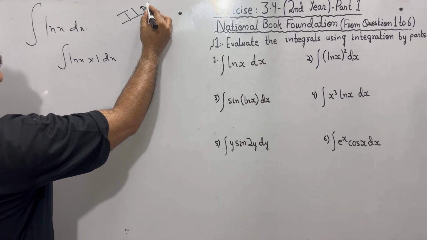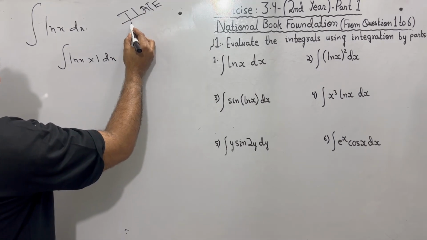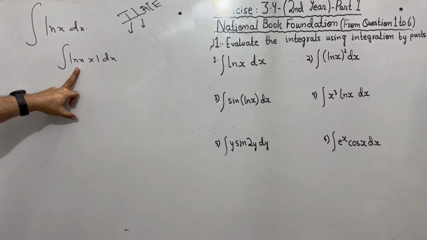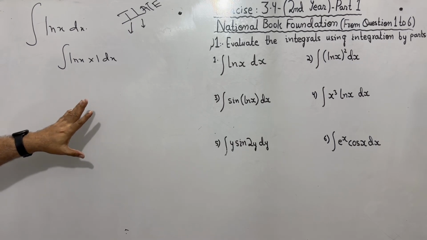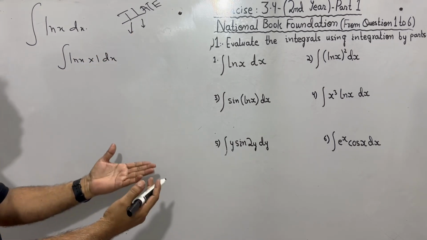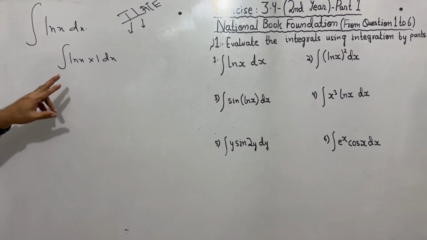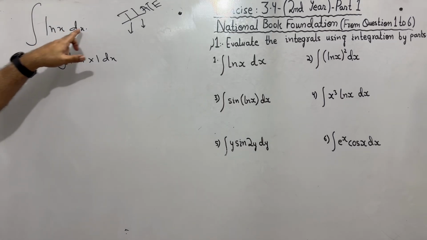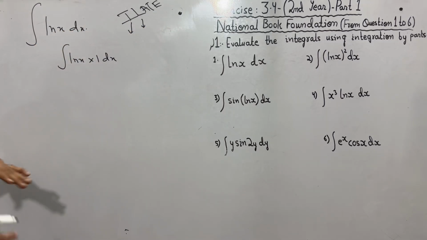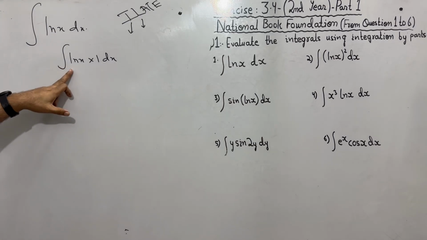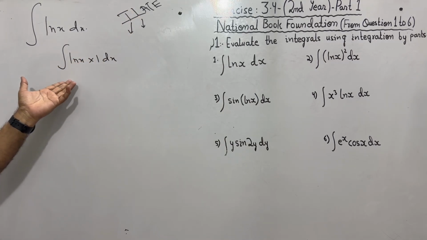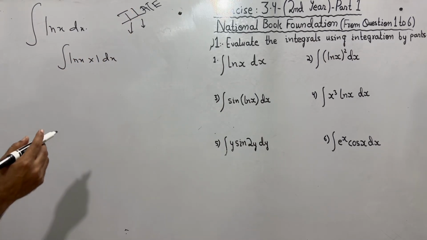There is no inverse function. The second one is logarithmic. So ln x is our first function and 1 is our second function according to this. But what I have told you: take the first one whose integration is not known. If its integration were known, I would have written directly. Integration of ln x is not known, so it is our first function. According to the ILATE rule, logarithmic should be the first in that case.